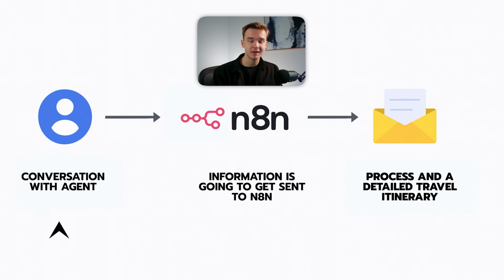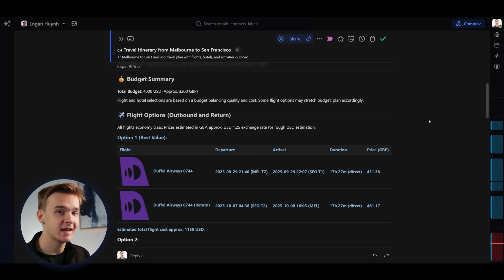And once you've had the conversation with the agent right there, that information is going to get sent to an N8N AI agent, which is going to go ahead and process a detailed travel itinerary, which is going to get sent to you via an email. And this right here is an example of that email.